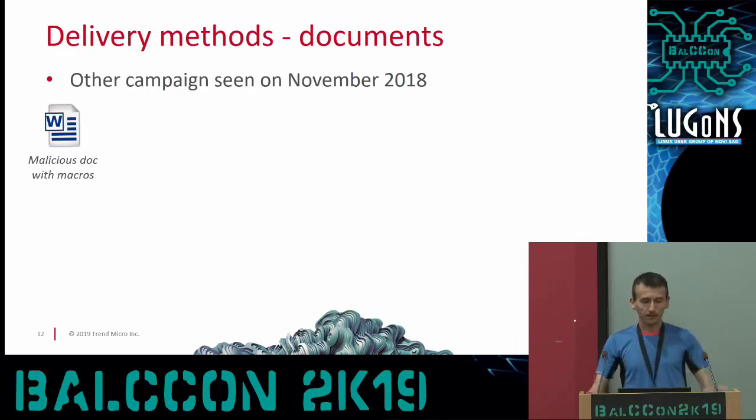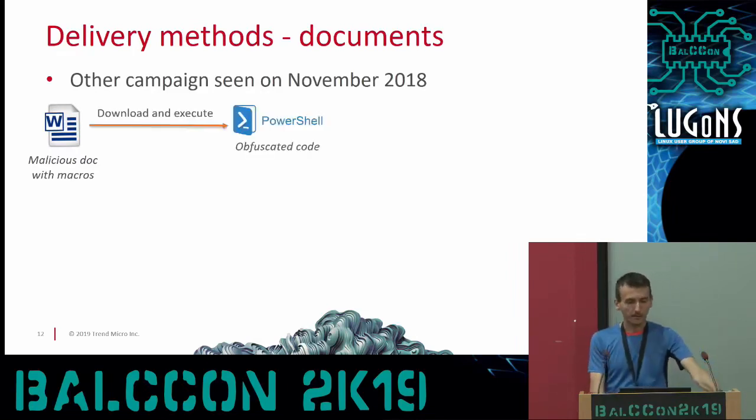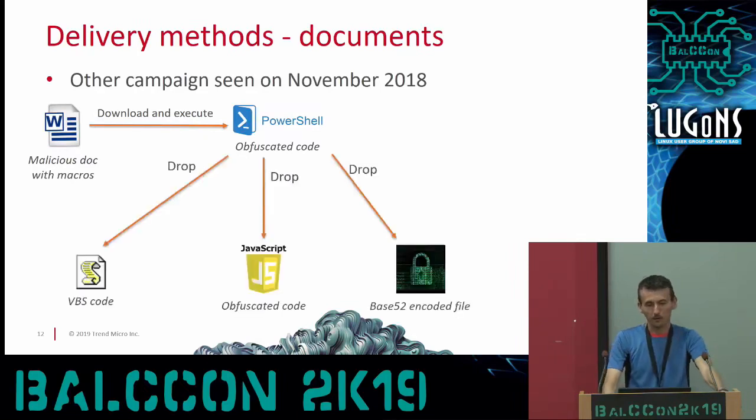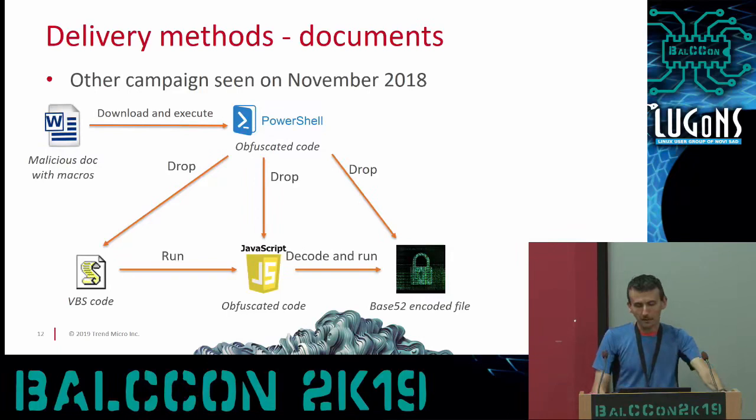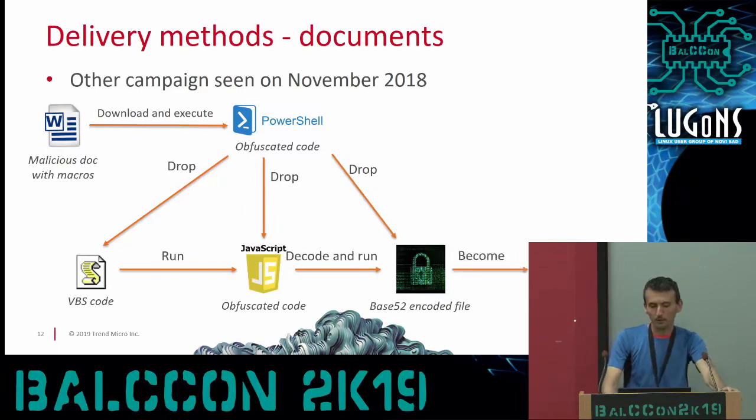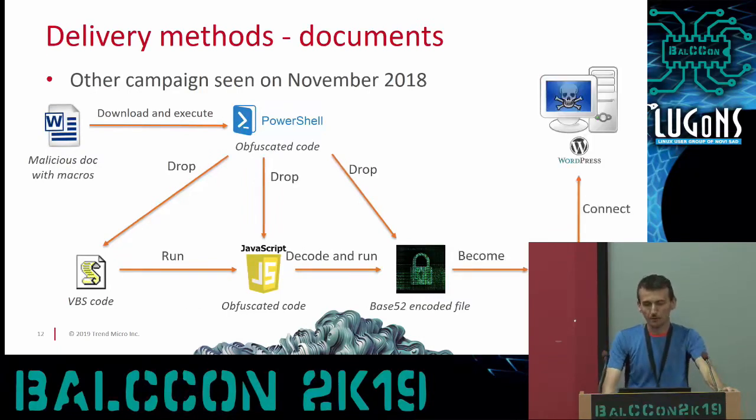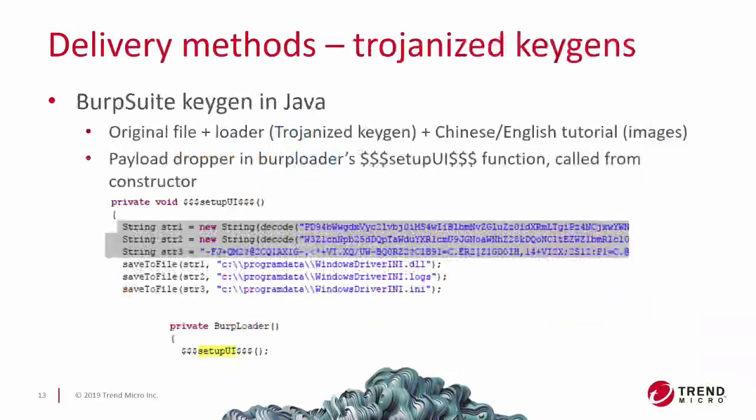And another case, again from November 2018, which I will do in this schematic. It downloads some PowerShell code, and it drops 3 different files. The first Visual Basic code runs JavaScript obfuscated code, which decodes and runs base 52 encoded code, which becomes the PowerShell backdoor, which then connects to the CNC server.